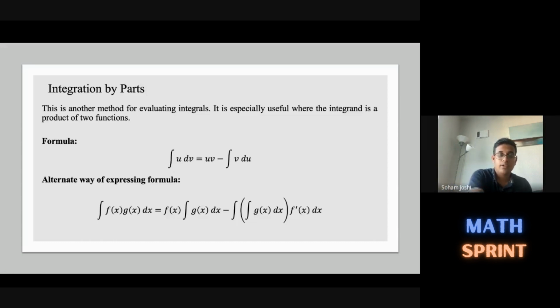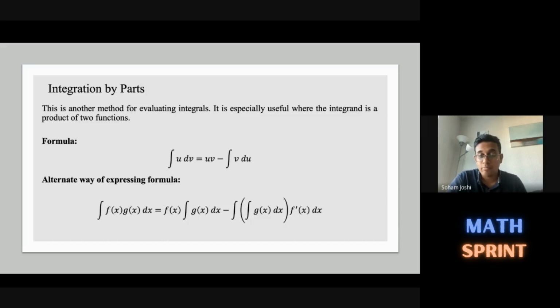So just to confirm, when you integrate f of x times g of x with respect to x, it'll be equal to f of x times the integral of g of x with respect to x, minus the integral, with respect to x, of the integral of g of x with respect to x multiplied by f dash of x. Keep that in mind. The formula shown at the bottom here is actually easier to understand and work with compared to the one directly above it.